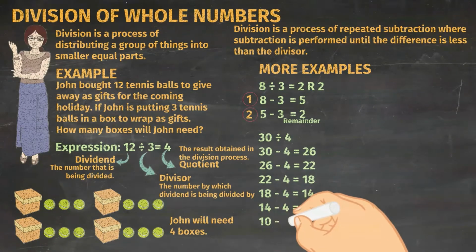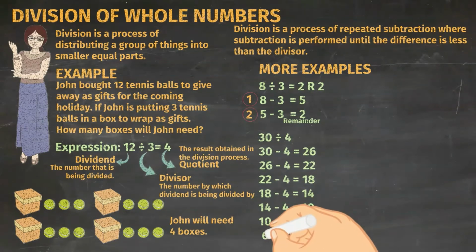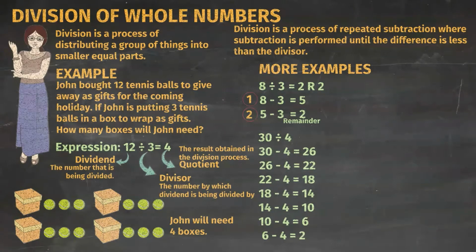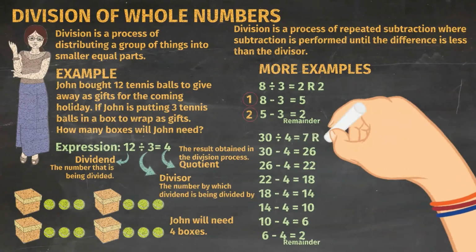10 minus 4 equals 6. 6 minus 4 equals 2. 2 is already less than 4, and the subtraction stops here. 2 then becomes the remainder. How many 4s did we take? The answer is 7, remainder 2. 30 divided by 4 is therefore equal to 7, remainder 2.